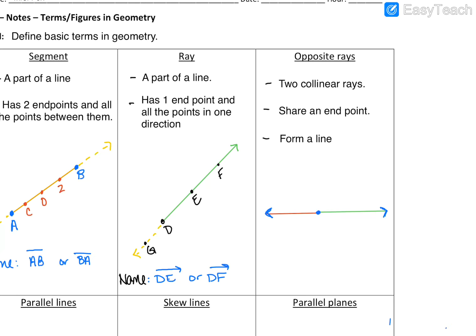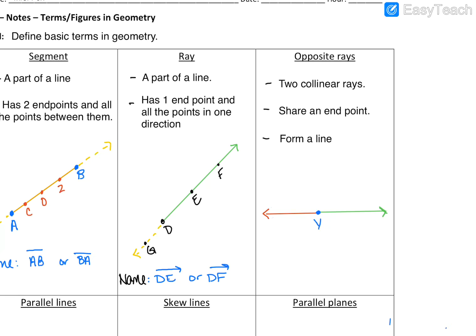Okay. So these, the red, I should have done those colors in red and green. There we go. Okay, so the red ray and the green ray are going to be opposite rays. The thing here is they are two collinear rays, meaning that they lie on the same line, and they share an endpoint. So that blue point, I haven't given it a name yet. Let's call it Y. Y is the endpoint to both rays, okay?